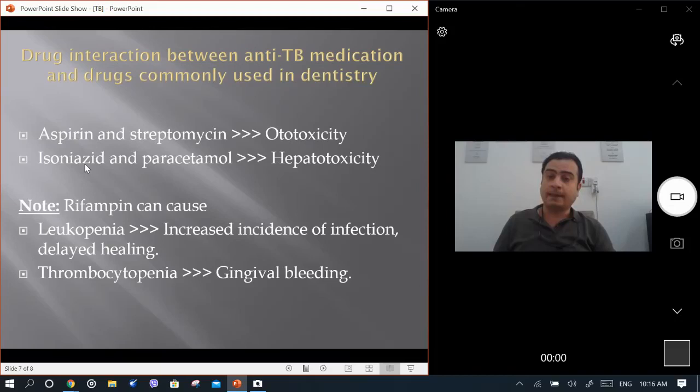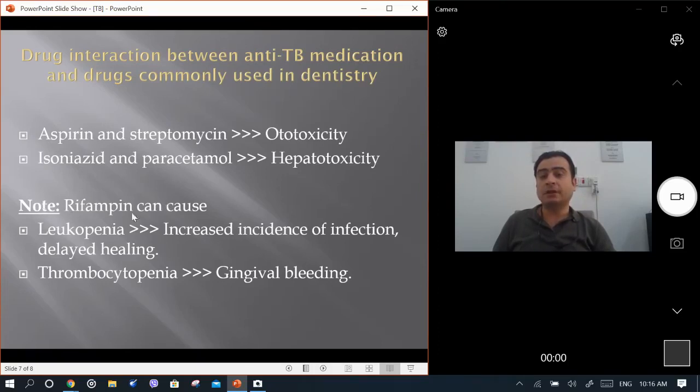Isoniazid, also a drug for tuberculosis, can potentiate the hepatotoxicity of paracetamol. Paracetamol can usually cause hepatotoxicity in high doses; within normal doses it usually does not have this side effect. So isoniazid can potentiate the hepatotoxicity of paracetamol, and therefore their concomitant intake should also be avoided. Low doses of paracetamol can be given safely, but the usual dose can't be given, as isoniazid can increase the hepatotoxicity.